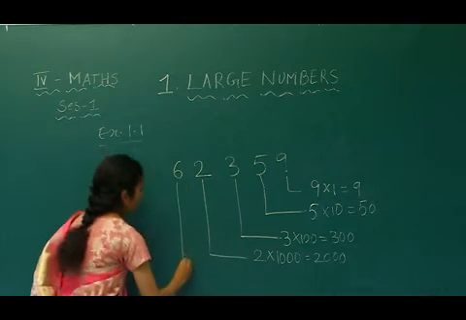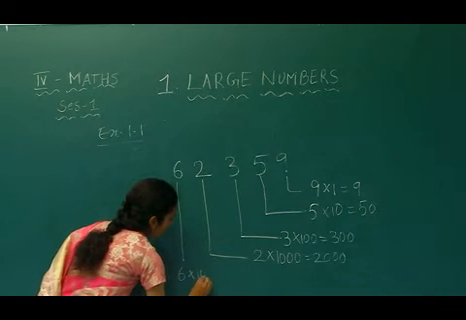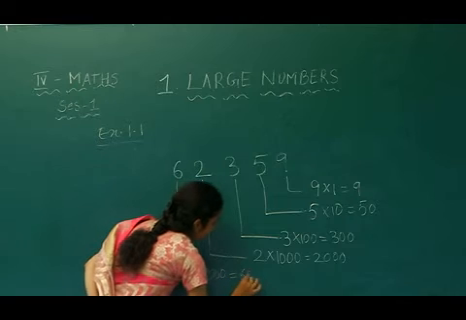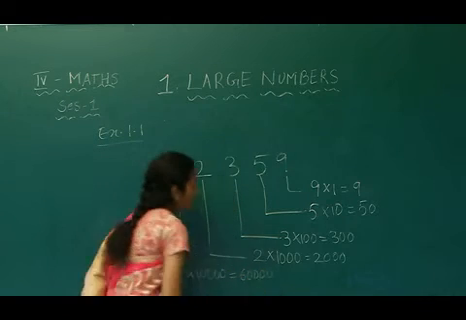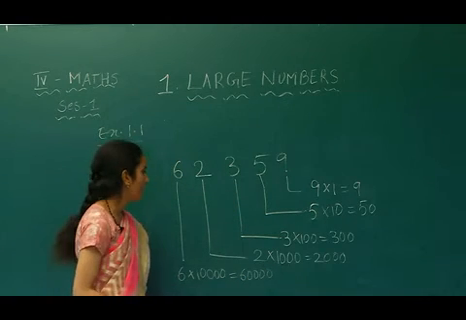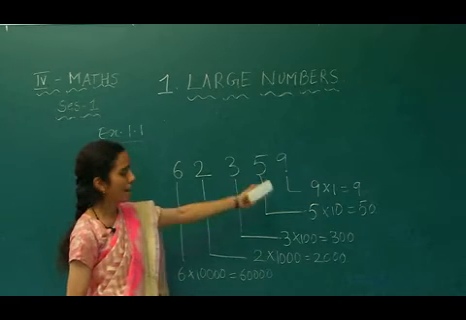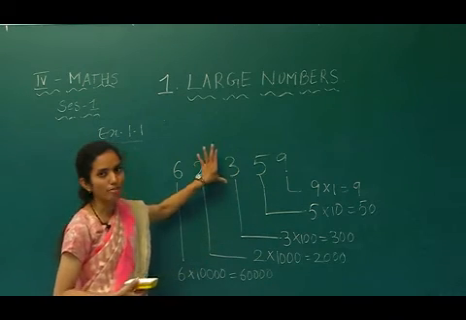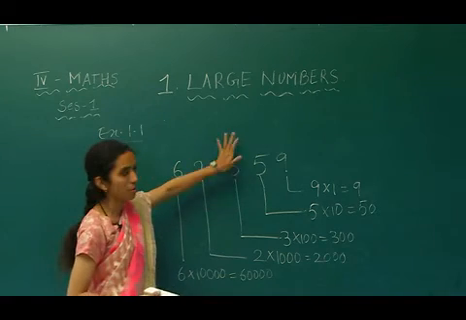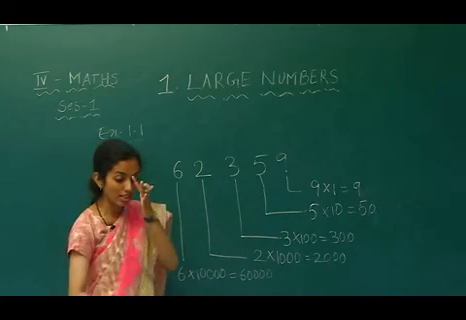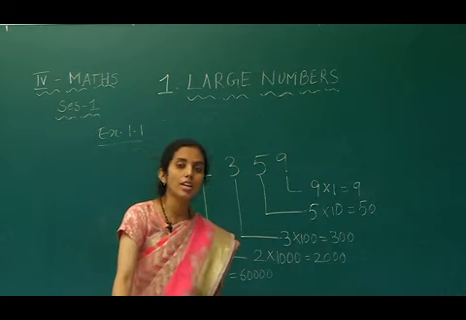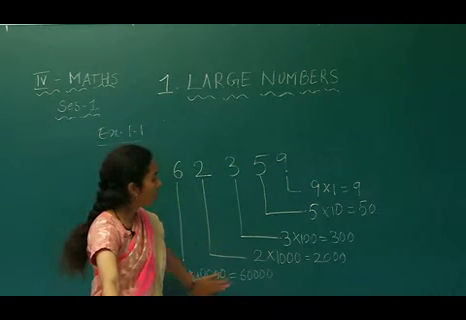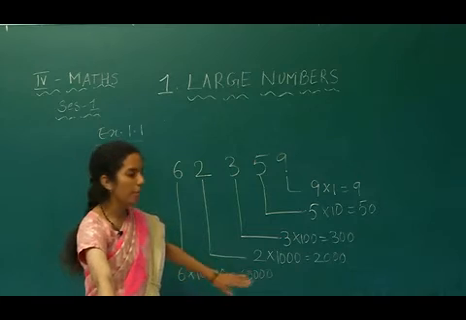And 6 into 10,000, that is 60,000. So, what is the number given here? 62,359. So, this is the place exact value of the number. 3 is in hundreds place, that means 3 does not denote only 3, it denotes 300. So, this is also the expansion form of number.